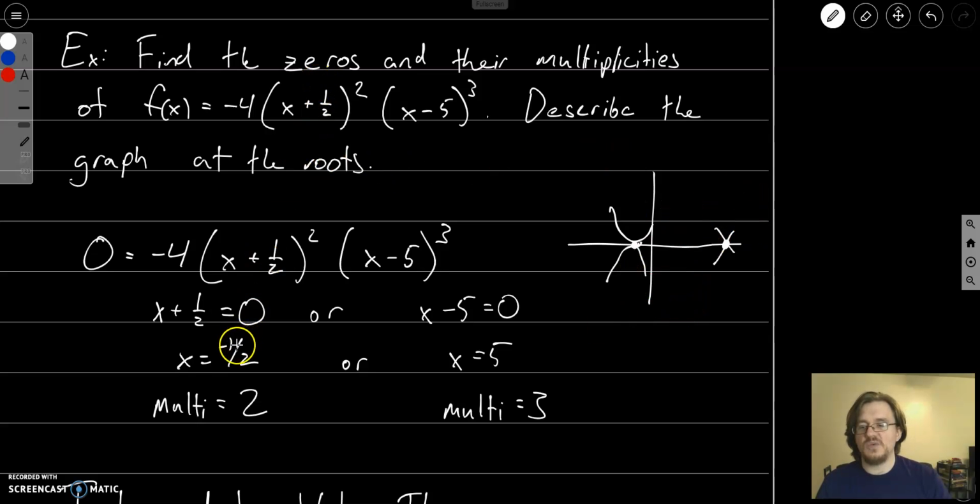So again, we find the roots by setting the polynomial equal to 0. We see how many times each one is a root. Since this term is squared, it'll be a root twice. Since this factor is cubed, the multiplicity will be 3. And with an even versus odd multiplicity, we'll either touch or cross the x-axis respectively.